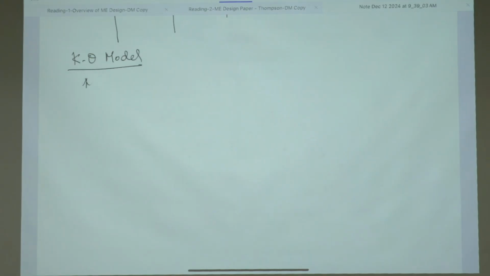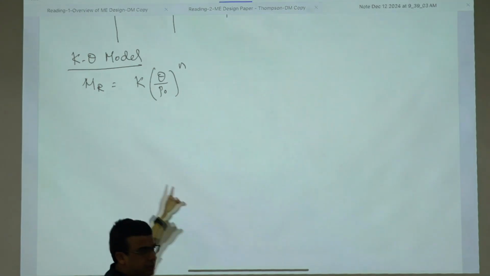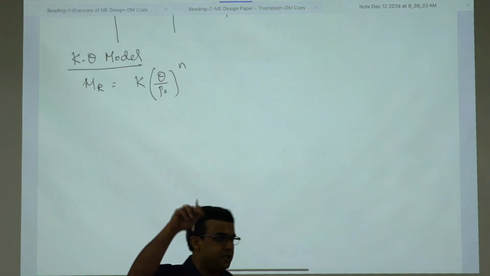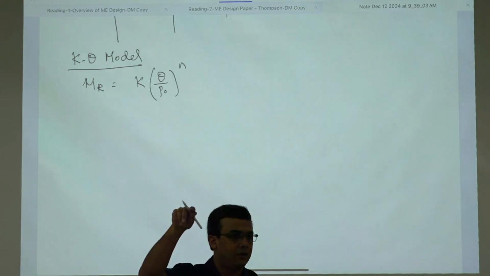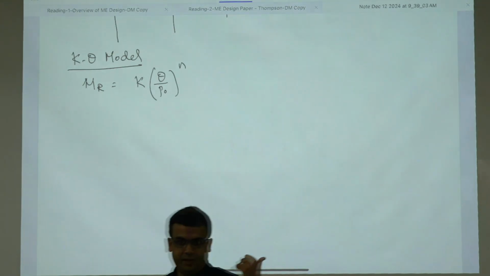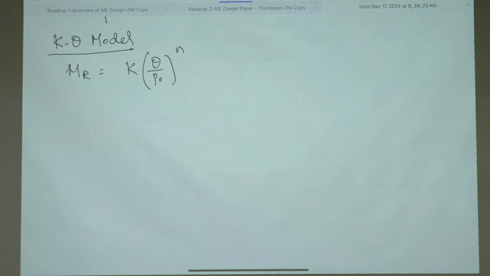So I said MR is equal to k theta over p naught raised to the power n. We are now going to fit this model. There are many ways you can do this. You can actually plot MR against theta and fit a power curve on Excel. It will directly give you this. You can try it. It's very simple. But the point is that does not teach you how to do it manually.